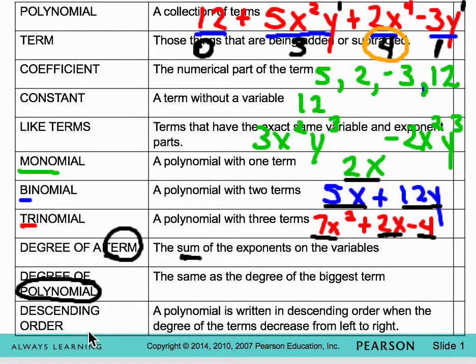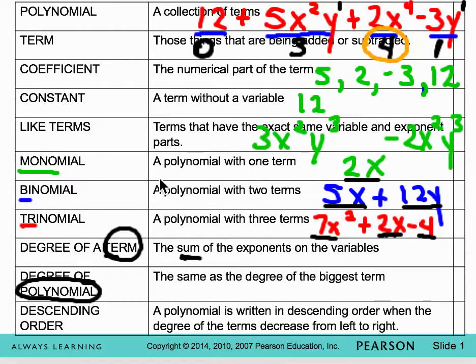Descending order means you rearrange your terms so that the degrees go from largest to smallest. They descend, they go down. So if I wanted to write this in descending order, I'd have to write this term first, and then this one, and then this one, and that one. Descending order. The degree of your terms go down.